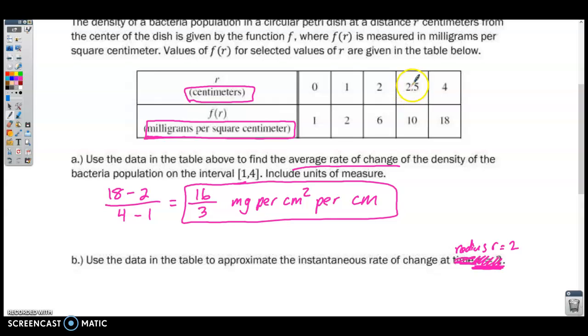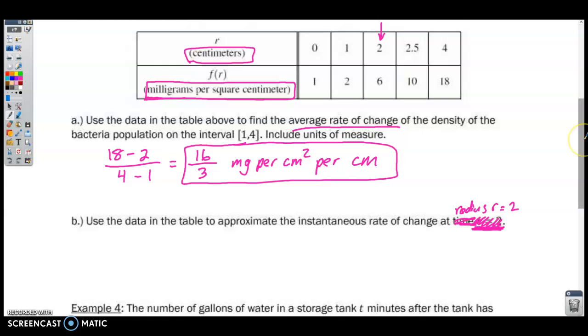3 falls in between 2.5 and 4, so I would use those 2 points to approximate the instantaneous rate of change. But for the radius of 2, since it's one of the given points in the table, I actually have 3 options as far as approximating the instantaneous rate of change.